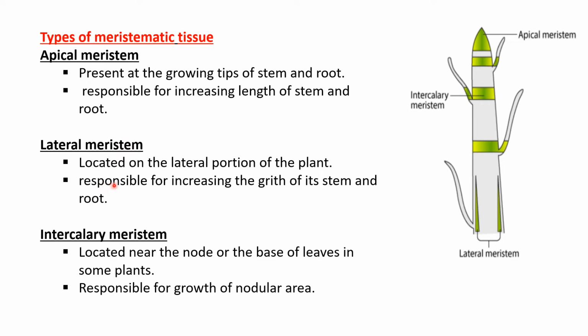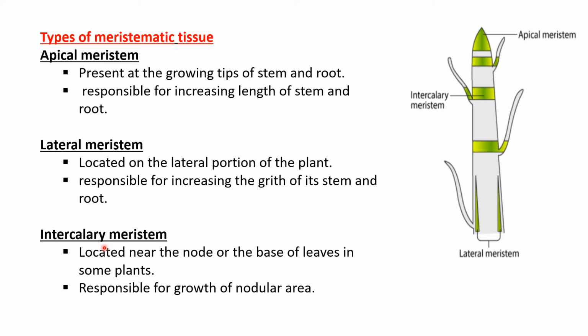Next, lateral meristem. By hearing the term, you can understand where it may be present. See the same picture. Lateral meristem is present in the lateral portion of the plant body. That is the lateral meristematic tissue. It is responsible for increasing the girth of the stem and root. So where it is present, it will increase that particular portion's growth.